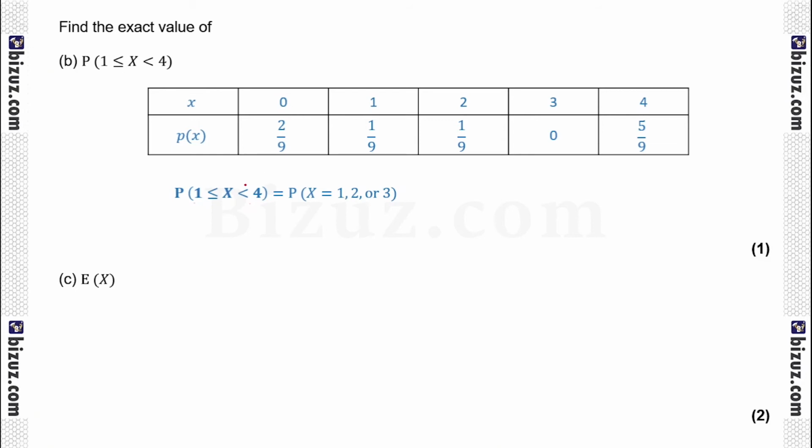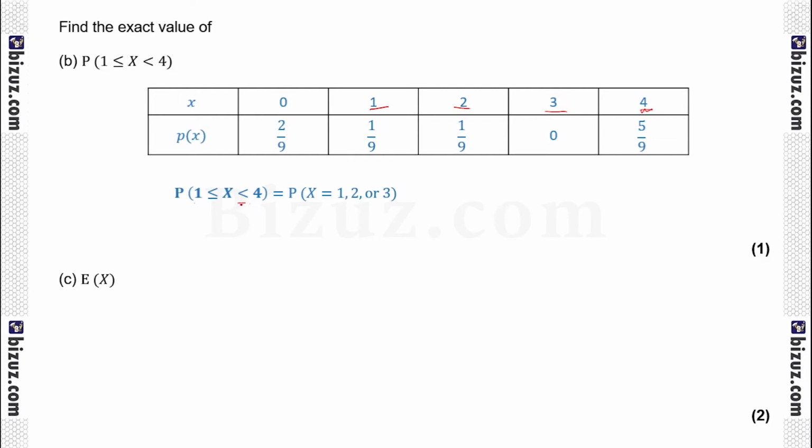What does that mean? X can take on a certain number of values. It cannot take on 0, that's not greater than or equal to 1. It can take on 1, it can take on 2, it can take on 3. It cannot take on 4, because they said strictly less than 4.